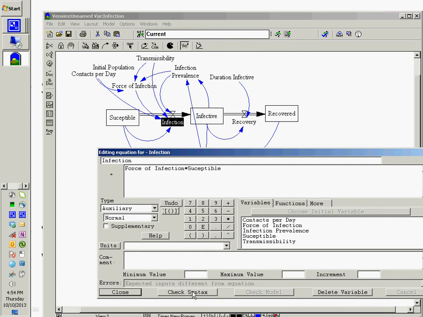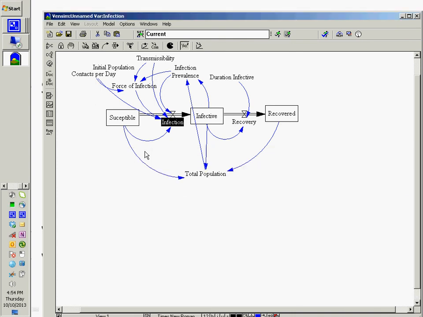Now we have to use our Pac-Man or our trash can, and we have to delete the appropriate arrows because it doesn't depend anymore on transmissibility. It doesn't depend anymore on contacts per day, and it doesn't depend anymore on infection prevalence. This is what it depends on.